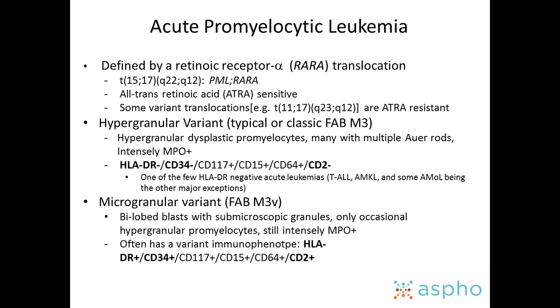And importantly, it often has a variant immunophenotype in which it's HLA-DR positive, CD34 positive, and CD2 positive. So the take-home point here is if you see that bilobed morphology and you're even thinking that it could be acute promyelocytic leukemia, send the appropriate test, which is an RT-PCR test for the most rapid turnaround time.